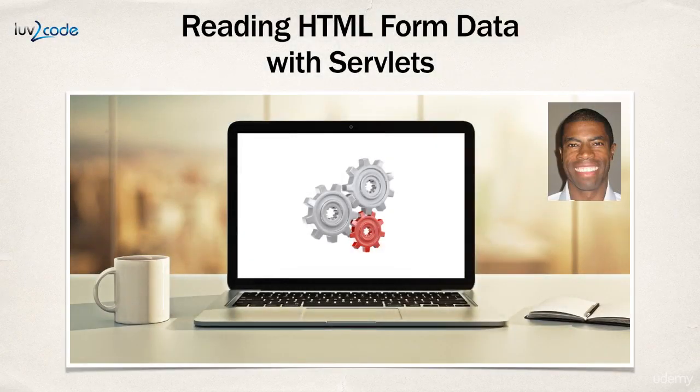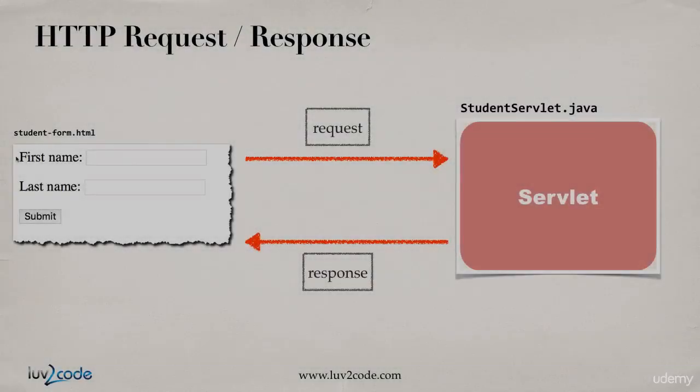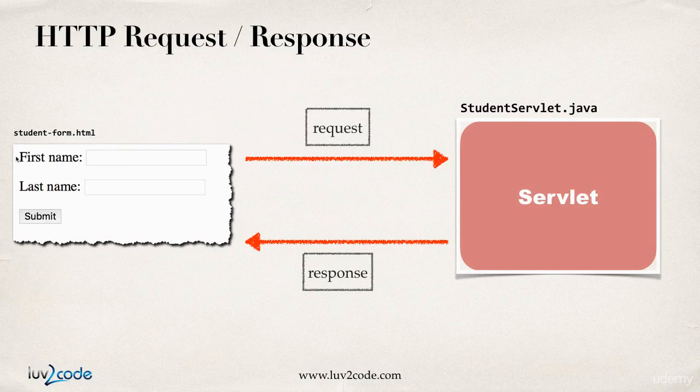Hey, in this video, we're going to learn how to read HTML form data with servlets. So we'll start off with a student form.html. That's going to be our HTML form. We're going to gather the student's first name and last name. They'll hit the submit button. The request will go across to our servlet, studentservlet.java. Our servlet will process the request and then send back a response. So that's the basic idea here of having a servlet read form data.